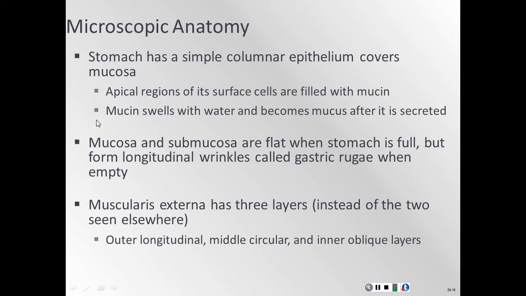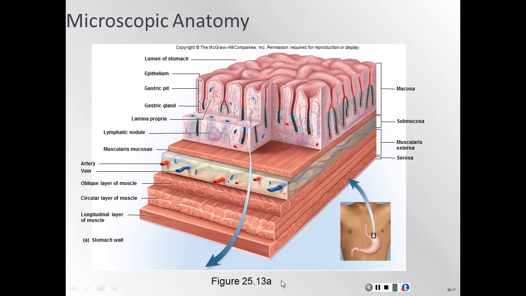Okay, so we're going to look at the microscopic anatomy of the stomach. If you want to follow along, you can with your notes for this slide, but I want to go to the diagram itself, which is on the next slide. You can also look at it in your textbook, figure 25.13a, I believe. This is going to show the stomach wall, and this wall has tissue layers, and it's going to be similar to the esophagus, with some slight deviation.